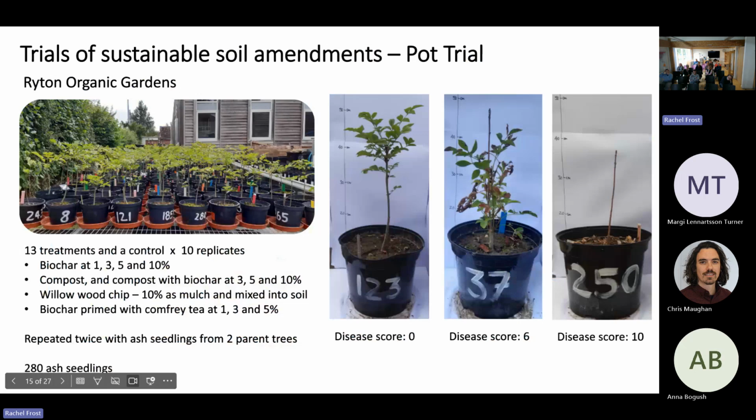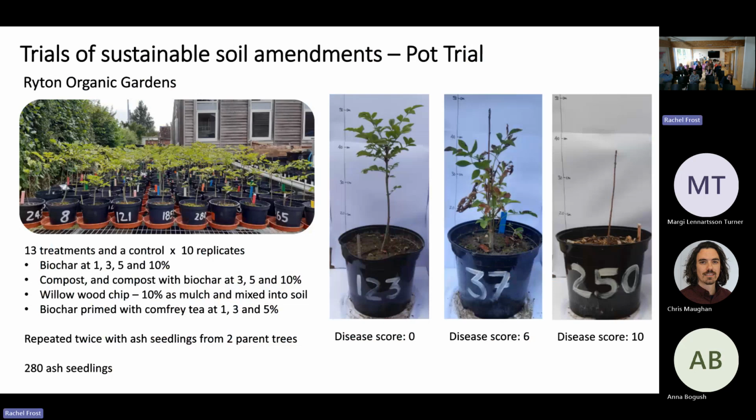So I think most of you probably saw all the hundreds of little pots out the back of the building here. That was my Ashdown pot trial, where I tested 13 treatments and a control. There were 10 replicates of each. And I tested the biochar at different volumes, compost, the peat-free compost on its own and mixed with biochar, and the willow wood chip at 10%, both incorporated into the soil and as a mulch on the surface.